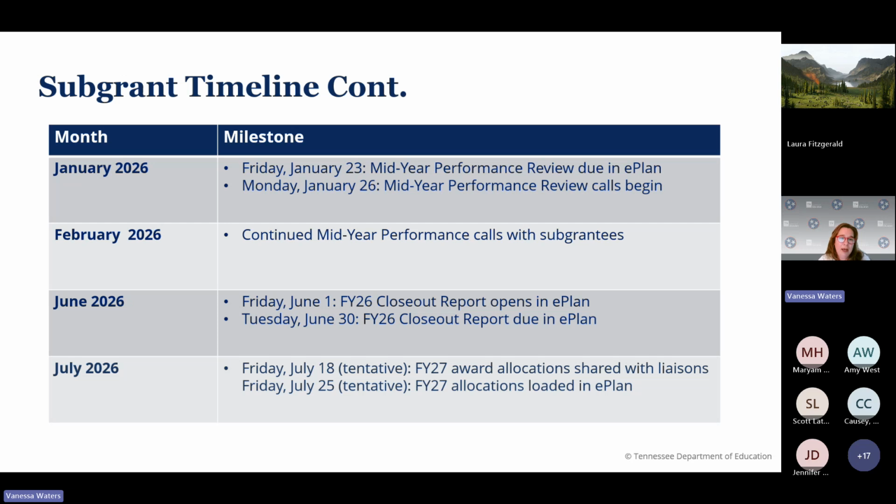And then in July, we have a tentative date for when we'll send out awards, depending on, again, what comes out with the U.S. Department of Education. Tentatively, we should be telling you awards on July 18th and then loading those in at the end of July.